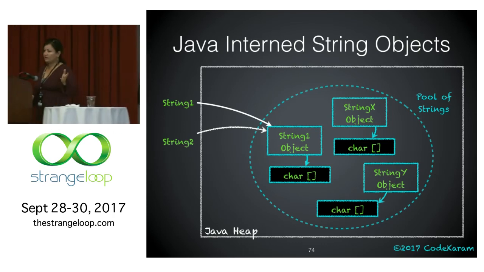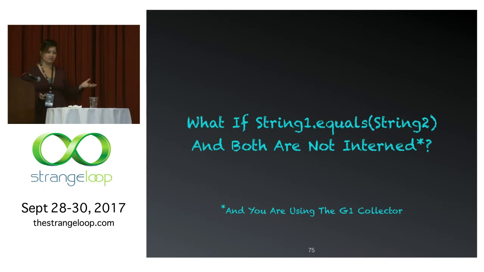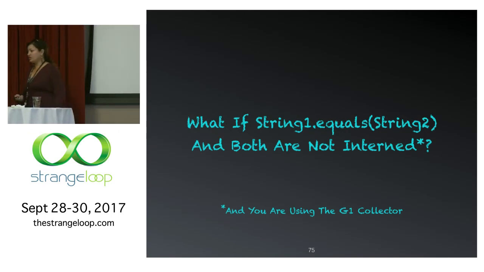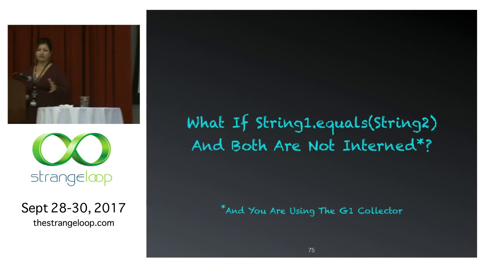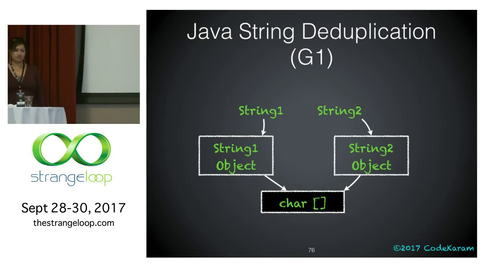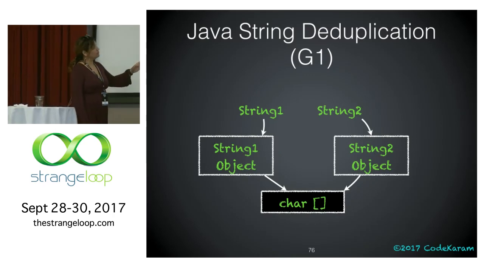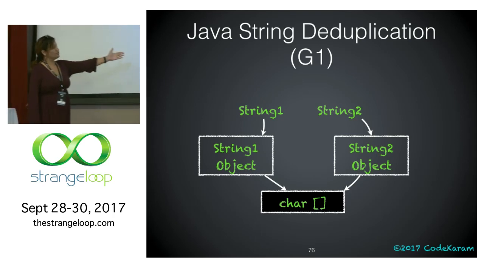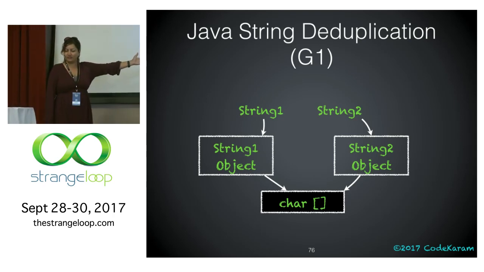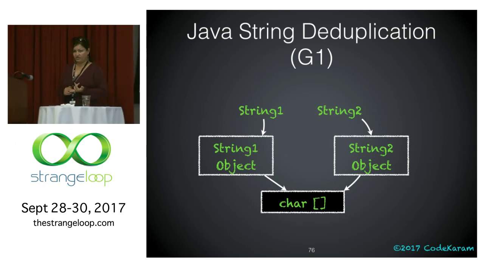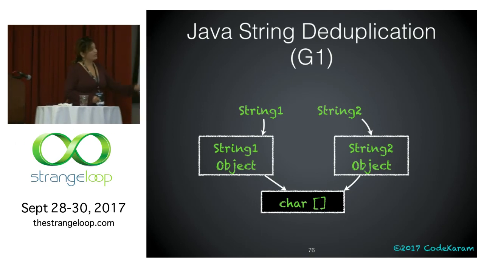So similarly, with respect to G1 GC and Java 8, this optimization is made in Java 8. You don't even need the strings to be interned. What you need is just to use the G1 collector. You use the G1 collector, you have those two strings, and if they're equal, it'll just directly point to the same backing array. So you get that for free. But you need to be using G1 GC, garbage first garbage collector, and Java 8.